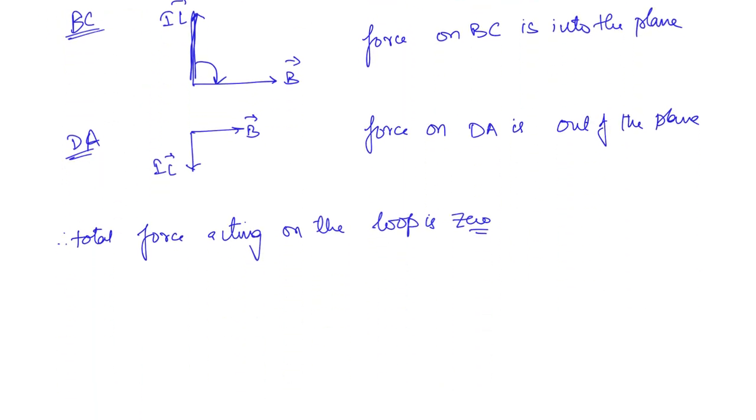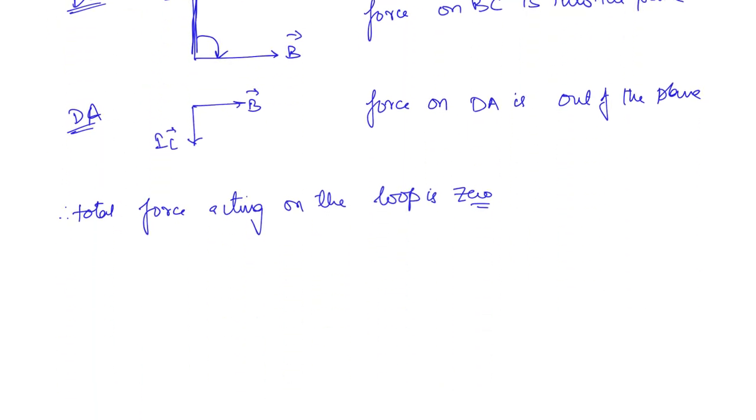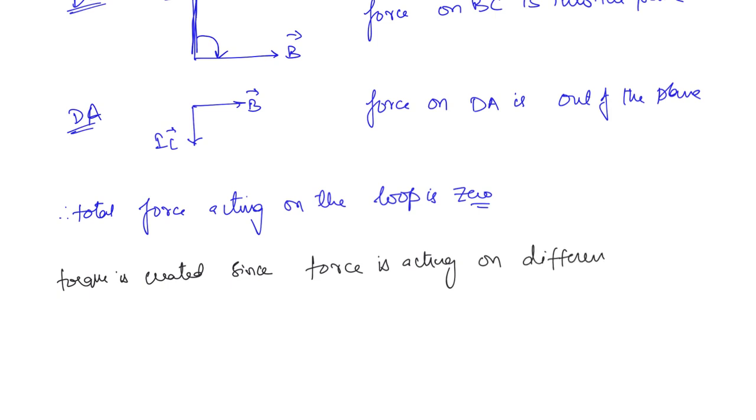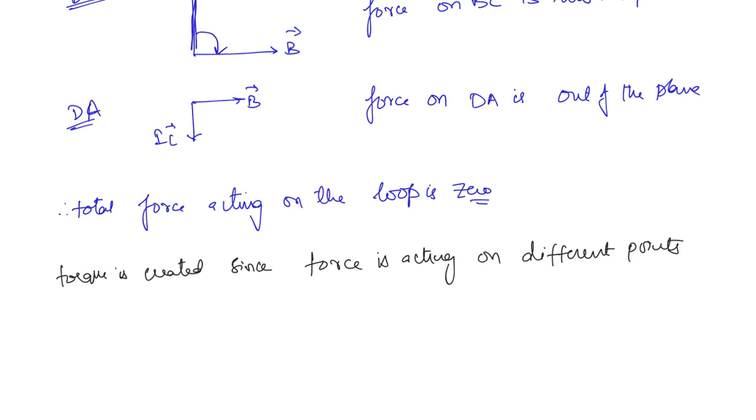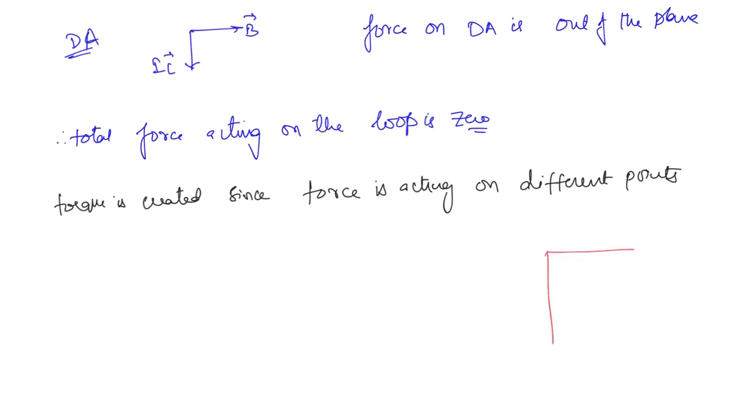Okay. So you can write down here, torque is created since force is acting on different points. Okay. Now what is the magnitude of this torque? So if you take the current carrying loop like this, this is the axis of rotation.